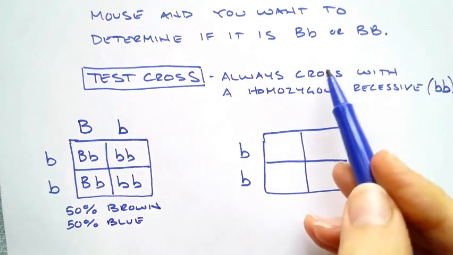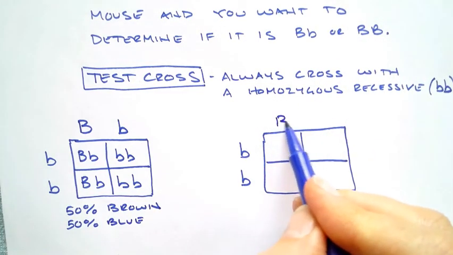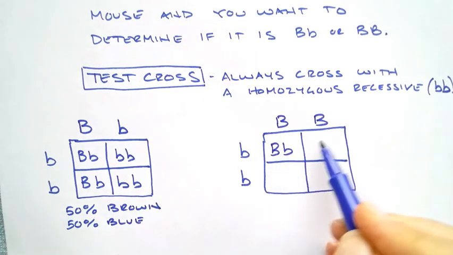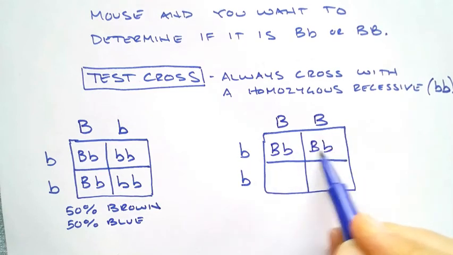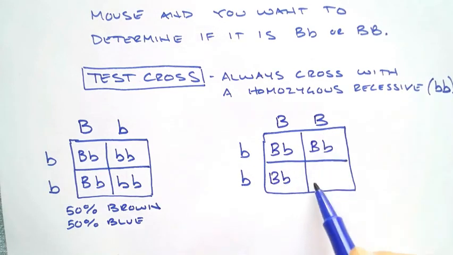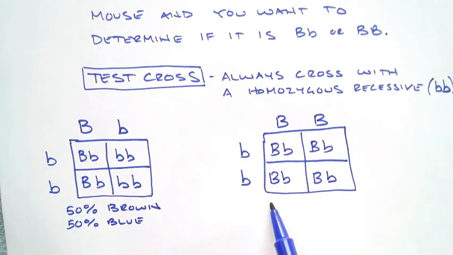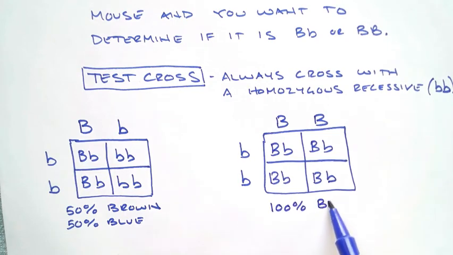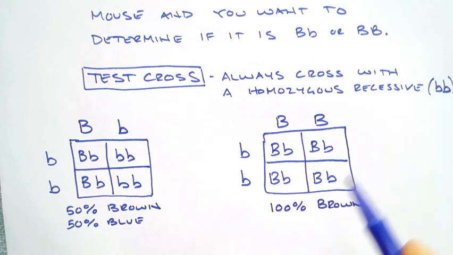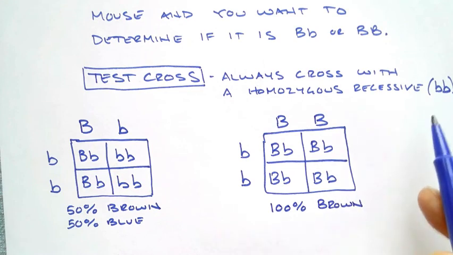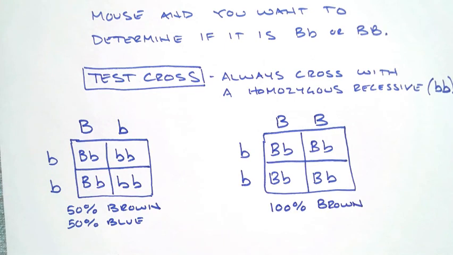Now let's cross it with our other possibility, which is homozygous dominant. In this case, again, big B, little b, big B, little b, big B, little b, big B, little b. In this case, we have 100% are going to have brown eyes. So simply by breeding that organism with a 100% recessive individual, we can determine what its genotype is going to be, and that is called a test cross.